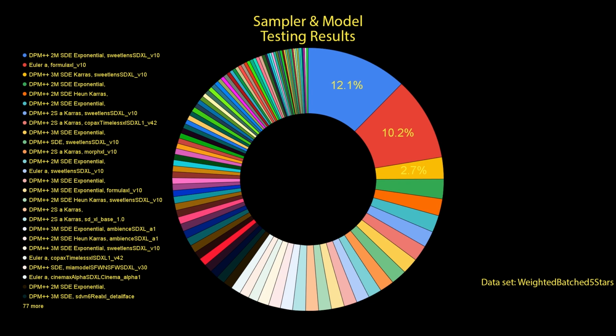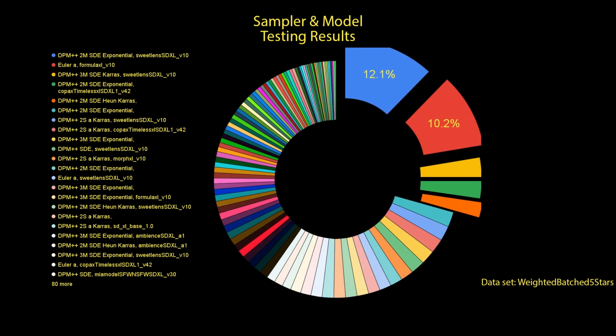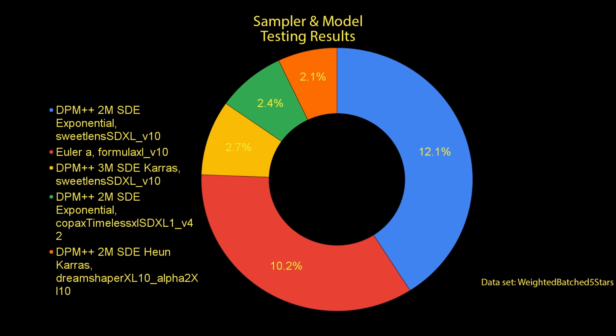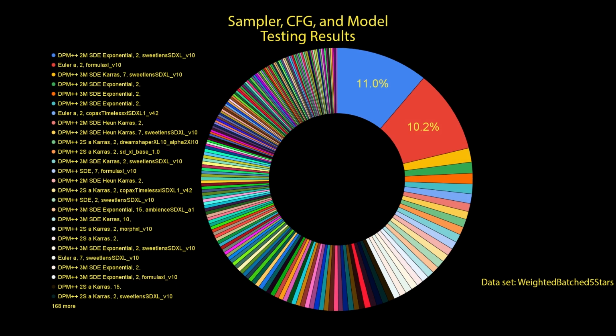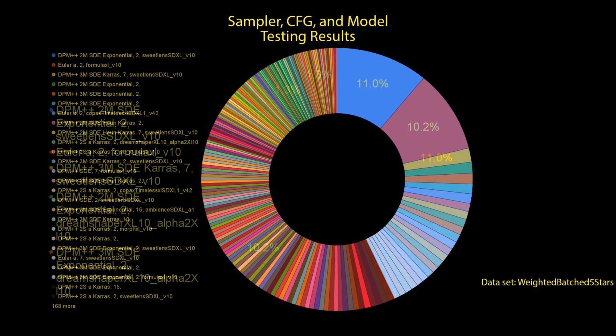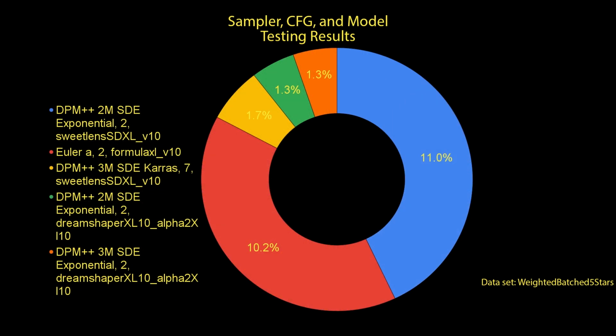If we look at some of the combinations of values, the pie chart gets a bit messy. Simplifying it to the top 5 results of sampler and model, we see exceptionally strong performances from the DPM++ 2M SDE exponential sampler when combined with Sweet Lens SDXL V10, as well as Euler A when combined with the Formula XL V10 model. If we add CFG into the mix, our top 2 look very similar, with 2M exponential Sweet Lens and Euler A Formula pairing very easily with the popular CFG of 2.